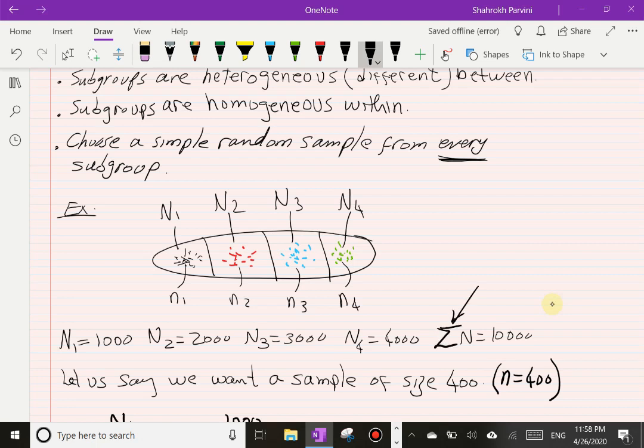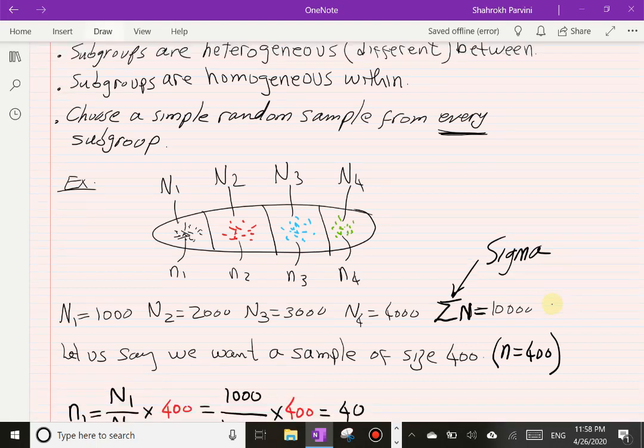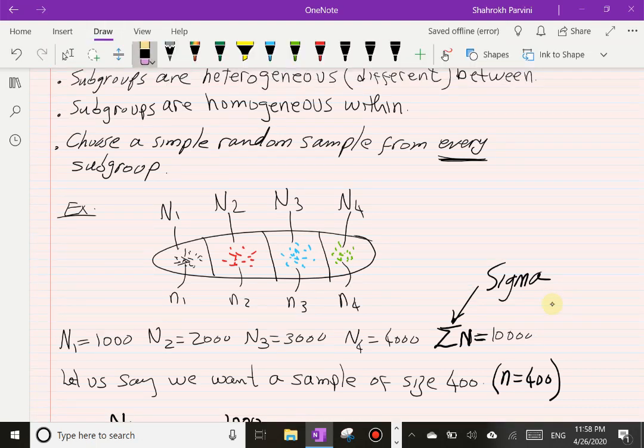There you go. This is called sigma. This is a mathematical operator. It means the sum of. So this is the sum of n's. That's what this is. And that total is going to be 10,000. Let me make this one also nice and readable. 10,000. That's the total of the population.